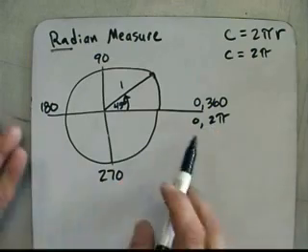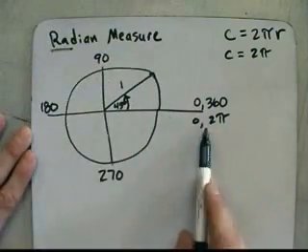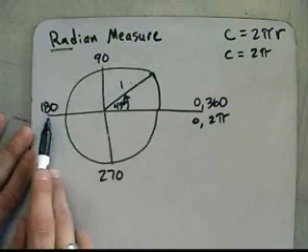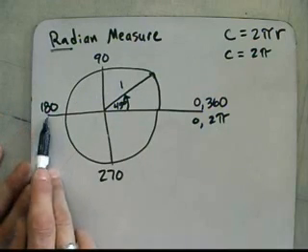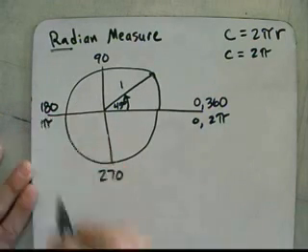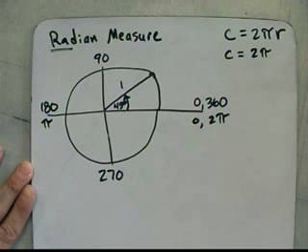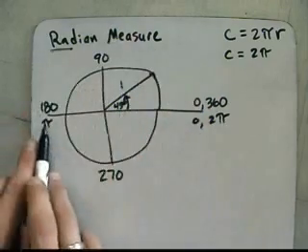Now think about this. If I go from 0 all the way around full circle, and I go to 2 pi, how far is it halfway, to 180? 1 pi. So over here is just going to be a regular pi, or 1 pi. And 1.5 pi. Okay, so from here to here is 1 pi.